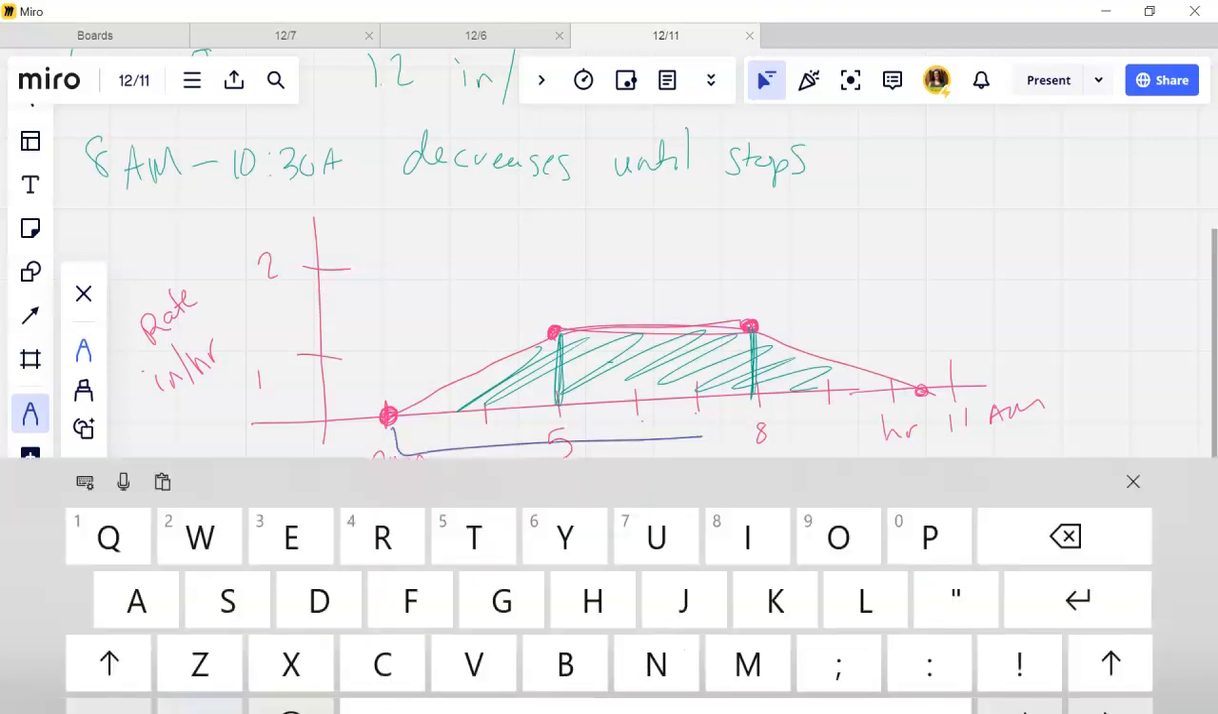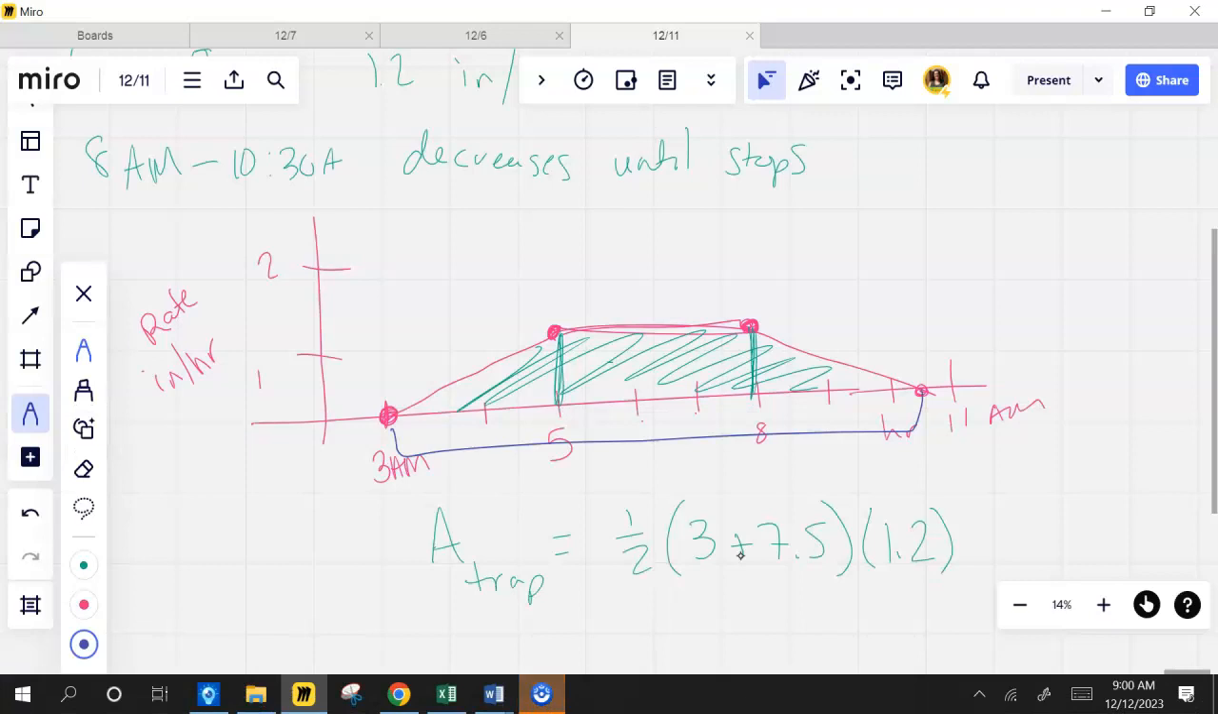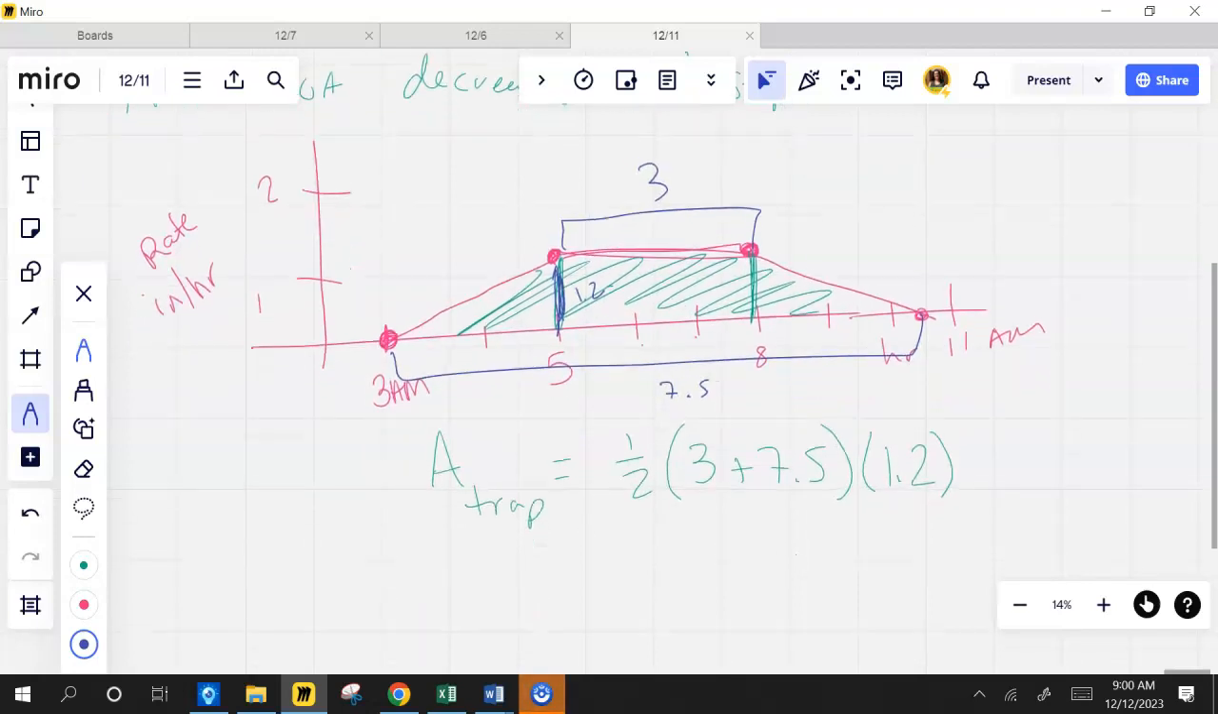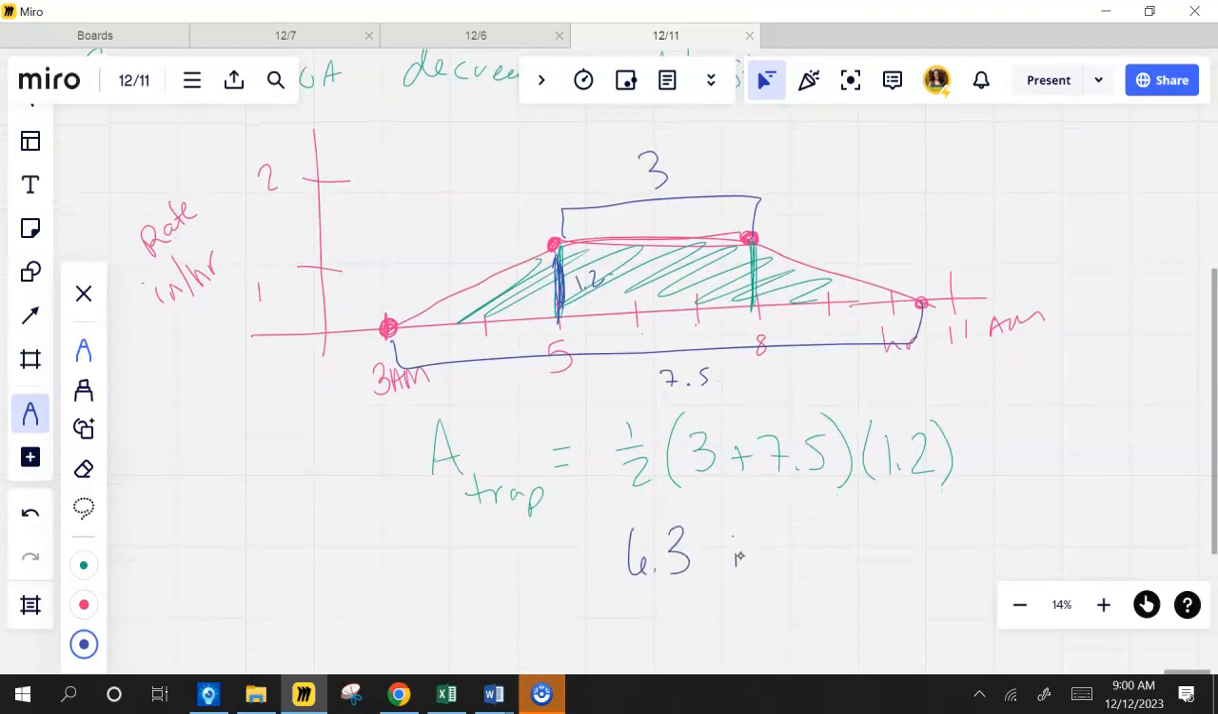It goes, this is 7.5. This is 3, and it goes up 1.2. So how much snow fell during that time? 6.3 inches. Yep.